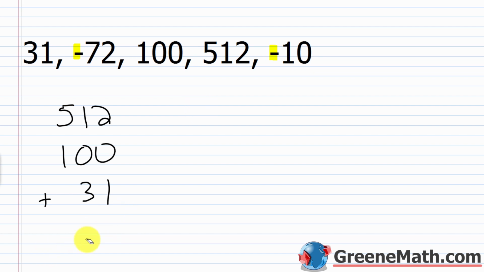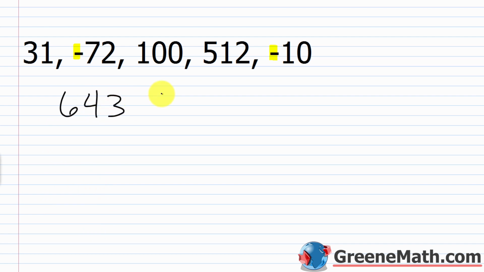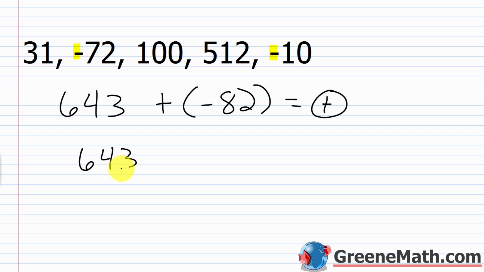So what is 643 plus negative 82? Well, of course, the sign's going to be positive, right? 643 has a much larger absolute value. And you're going to subtract the larger absolute value minus the smaller. So essentially, you just have the problem 643 minus 82. So I'm going to start out by doing 3 minus 2. 3 minus 2 is 1.